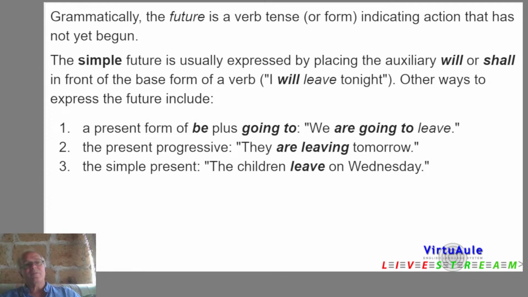We also have the simple present. The children leave on Wednesday. This is very similar to the present progressive. We have on Wednesday. This is a very, very sure, programmed, on the agenda kind of future. We all know what happens on Wednesday, and so I'm going to use the present. And that is very similar to the present progressive.